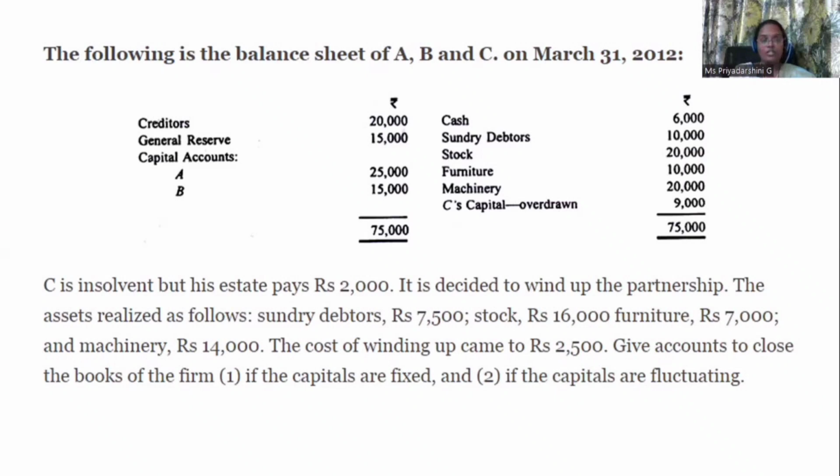C is insolvent, but his estate pays rupees 2,000. It is decided to wind up the partnership. The assets realized were as follows: sundry debtors 7,500, stock 16,000, furniture 7,000, machinery 14,000. The cost of winding up came to 2,500. Give the accounts to close the books of the firm if the capitals are fixed and if the capitals are fluctuating. Let's see in both scenarios the effect of the Garner versus Murray rule and how they settle their accounts on dissolution.